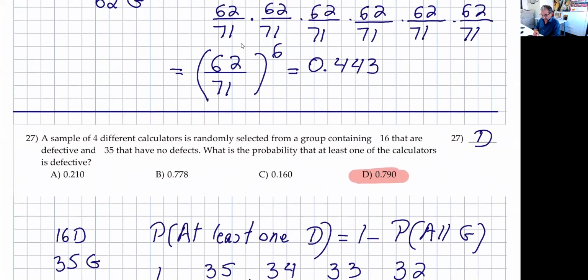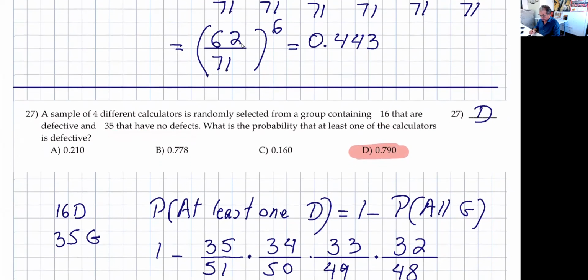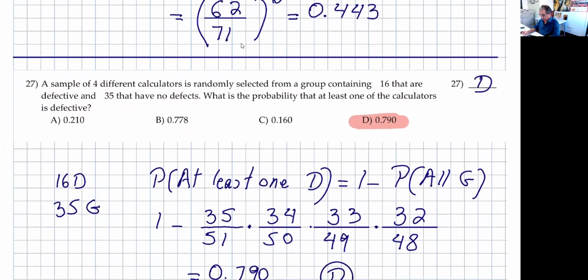Number 27, a sample of 4 different calculators is randomly selected from a group containing 16 that are defective and 34 have no defects. What is the probability that at least one is defective? We got that again: at least one is 1 minus none. So we have 16 defective, 35 good. P of at least one defective is 1 minus P that all of them are good.